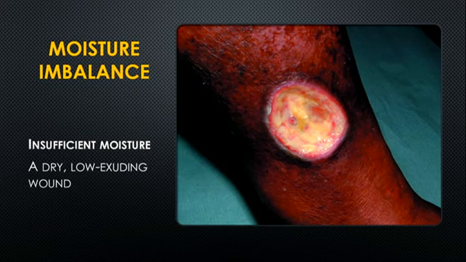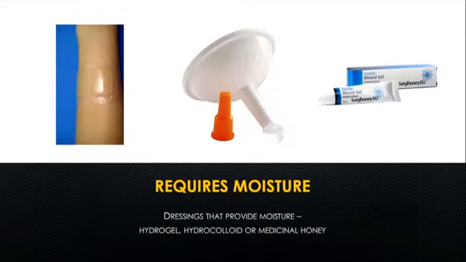The second or the third problem you might see in your patients is moisture imbalance. It might be a wound like this, where there is insufficient moisture. It's a dry, low exuding wound, and you need to provide a dressing which provides the wound with moisture. And these can be hydrogels, hydrocolloids, and medicinal honey. Now, all these 3 types are available in the local market.